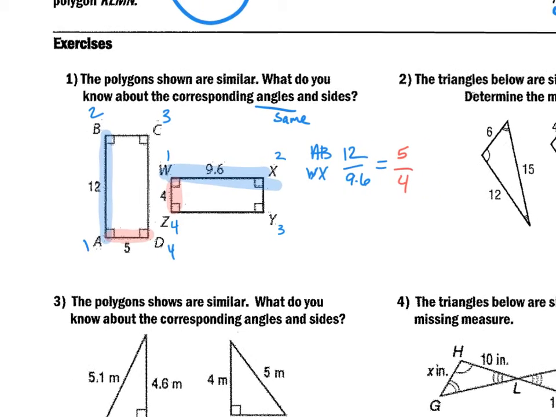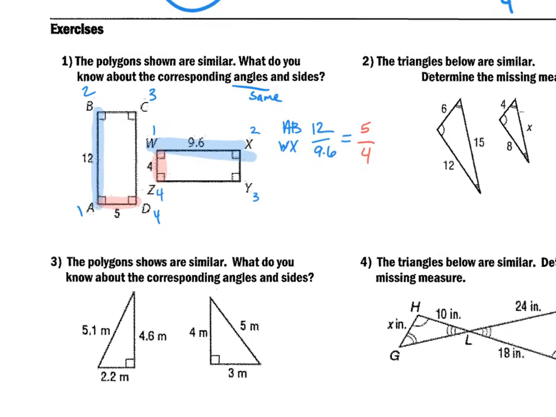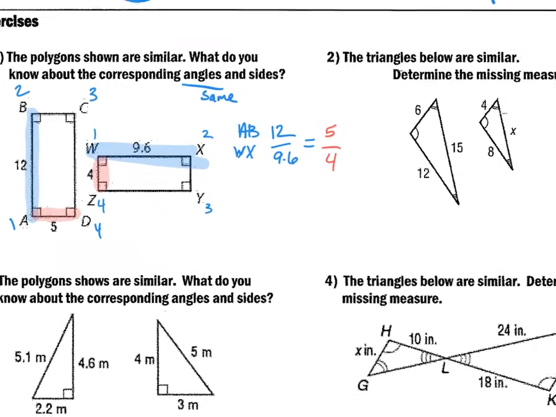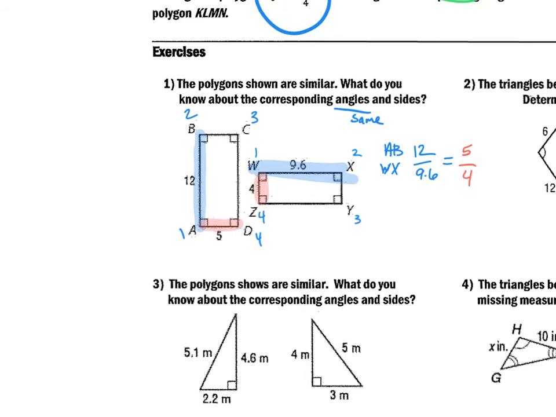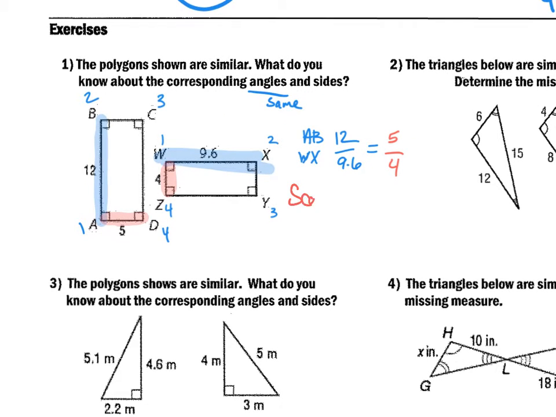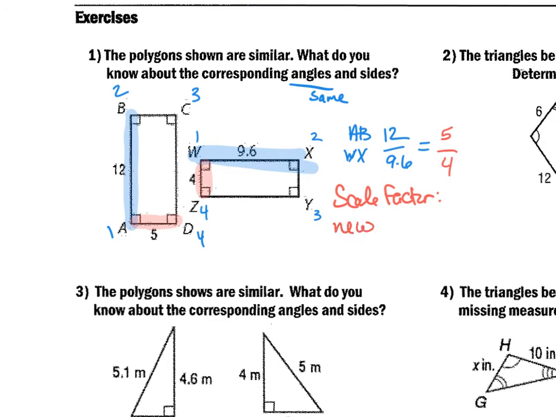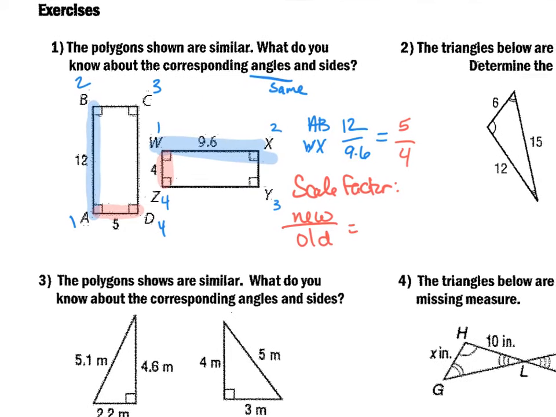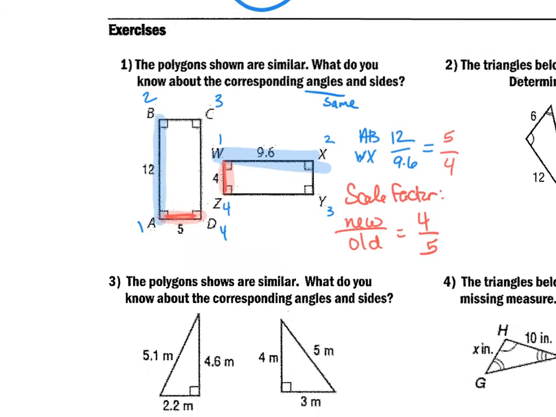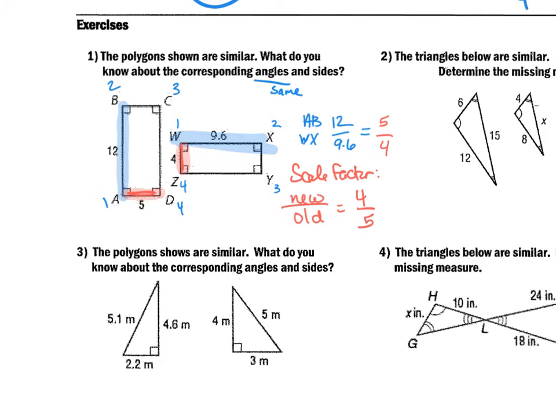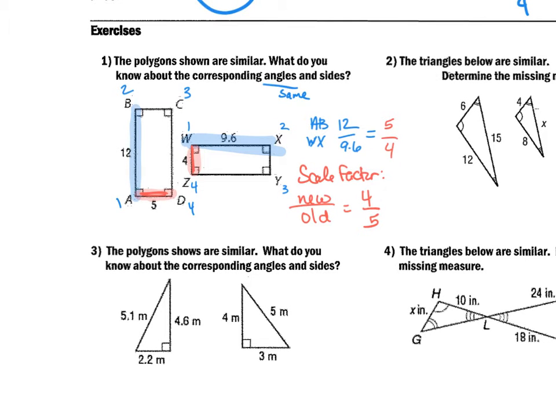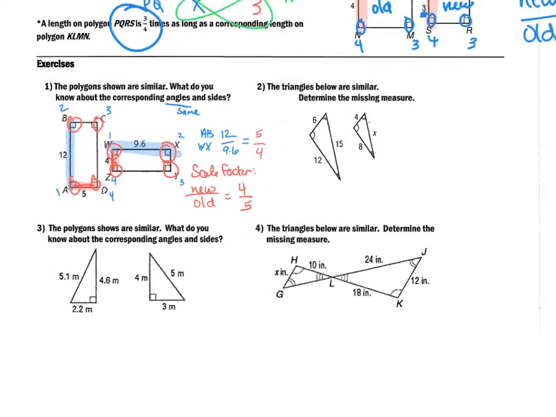And so what do you know about the corresponding angles and sides? So the angles are the same, and these are proportional. So I guess there's not a missing measure on this one, so we're looking for the scale factor probably. So if we take our new and divide it by our old, I'm going to use my new side of 4 and my old side of 5. So my new one is 4/5 the size of my old one. And the angles are going to be the same. They started out as right angles, and now they're still right angles after we change it.